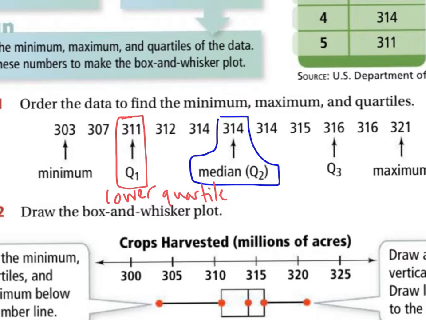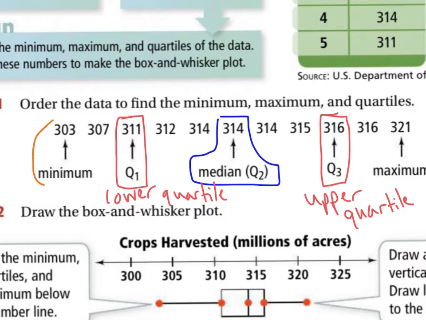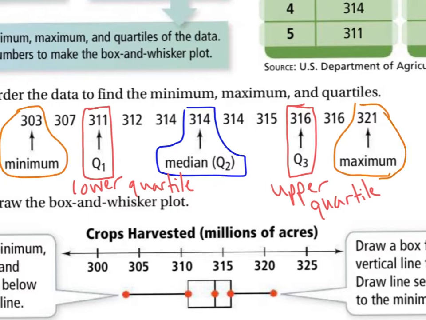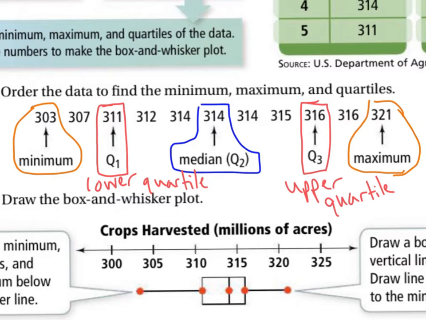And then you have 5 numbers above the median. So the middle of those would be 316. Again, the book calls it Q3. That's also known as the upper quartile. And then our other points on our box and whisker plot: the minimum value is 303. The maximum value is 321. And those will be the 5 numbers that we'll be working with for our box and whisker plot.